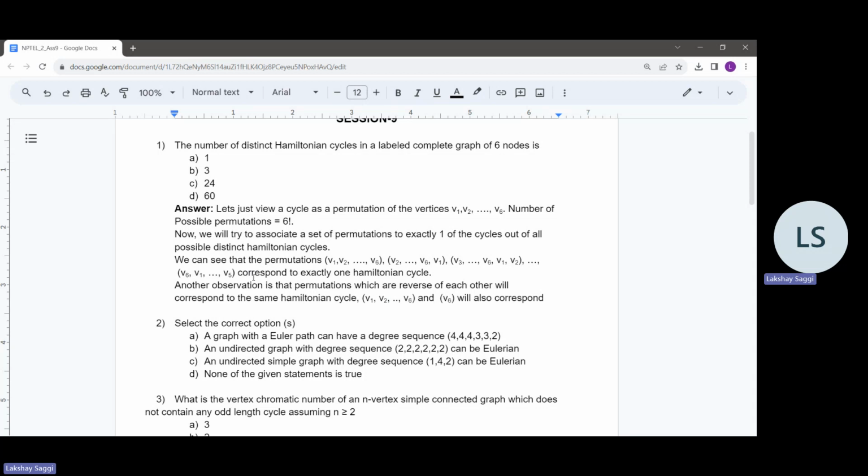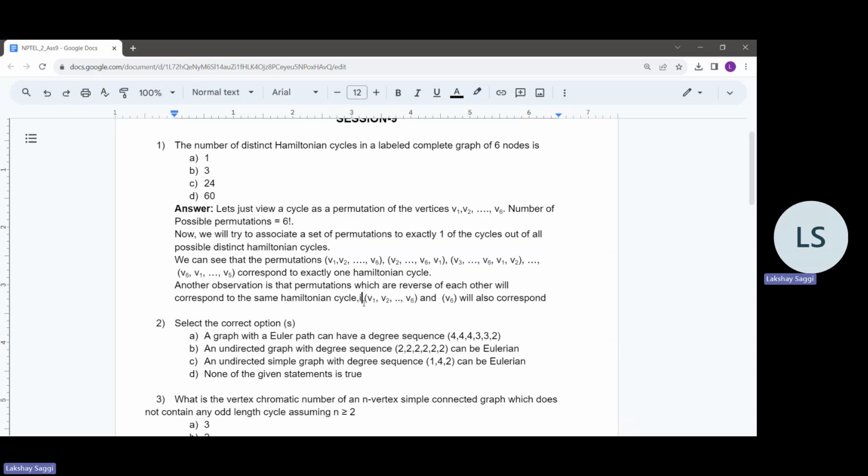So first we claimed that permutations of this type correspond to exactly one Hamiltonian cycle. There were 6 factorial possible permutations, and since 6 of these correspond to one cycle, we divide 6 factorial by 6 first to find the number of cycles. So this part is taken care of by dividing 6 factorial by 6. Now I'm claiming that doing this is not enough. We have to divide the answer by a further factor of 2, because permutations which are reverse of each other will also correspond to the same cycle.